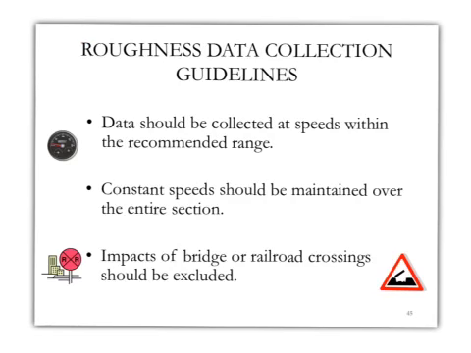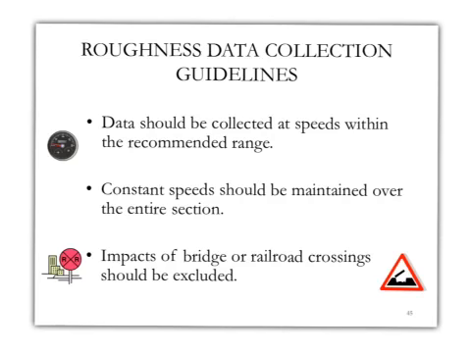Also, the speed at which we measure the roughness is very important. So data should be collected at speeds within the recommended range. If the speed limit on a certain street is 45 miles per hour, you should be measuring roughness around that speed, not at 20 miles per hour or at 70 miles per hour, because it will affect the reading. So we really have to keep the speed constant over the entire section.